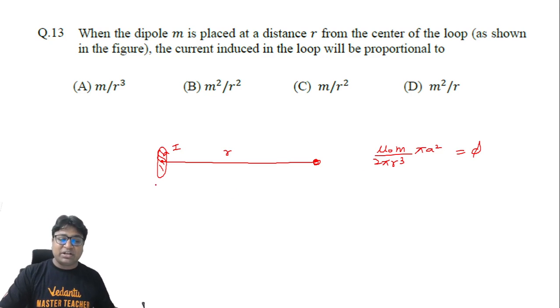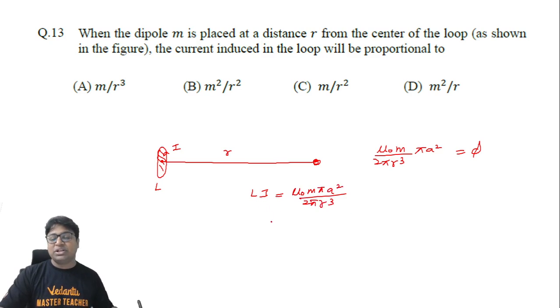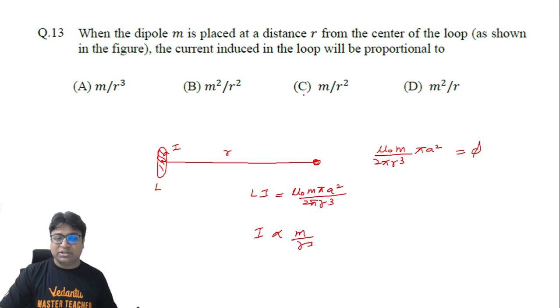So if the self-inductance of the loop is L, which has to be a constant value depending upon the dimension of the loop, so I can say that Li must be equal to the flux, which is mu naught m pi a square by 2 pi r cube. Now the most important aspect to see here is that this current is proportional to m by r cube, because this is what we have to investigate, the dependence on m and the dependence on r. So m by r cube, A option looks to be the correct one here.